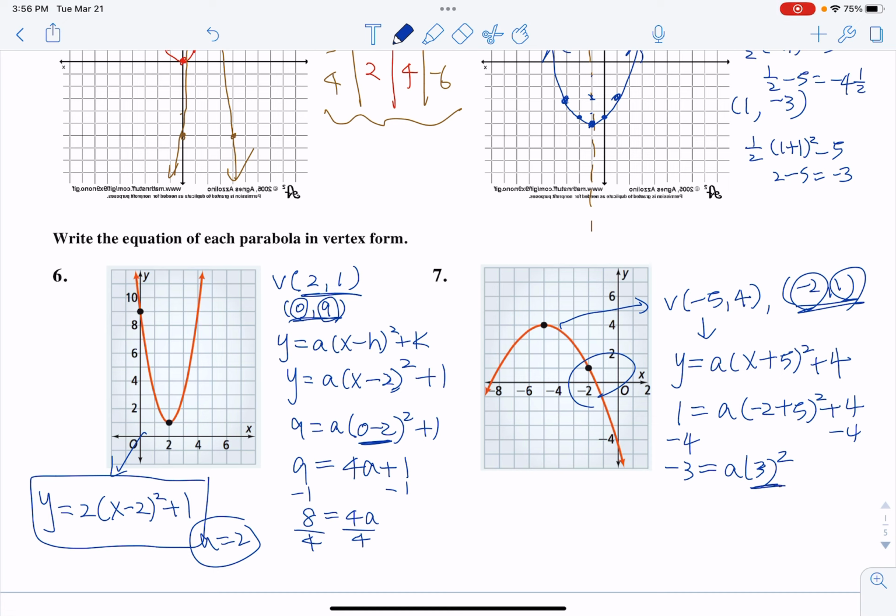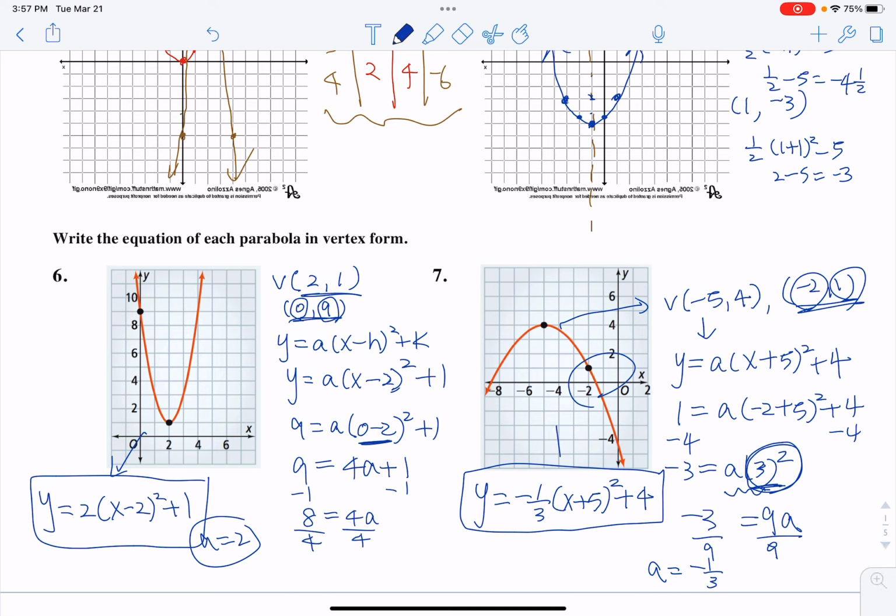You have to do the square first. Some students do 3 times a first and then square. No, that's not correct, you cannot do that. You have to do the exponent first, which is 3 squared, which is 9a = -3. You divide by 9 on both sides, so the value of a is -1/3, and you rewrite by plugging in a as -1/3. y = -1/3(x + 5)^2 + 4 will satisfy the equation from the given graph.